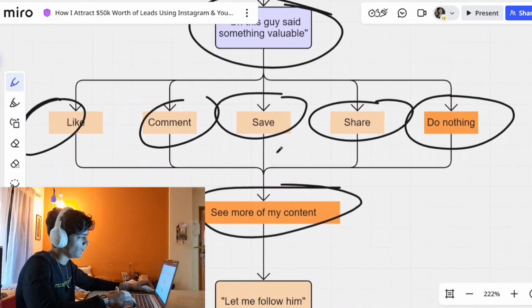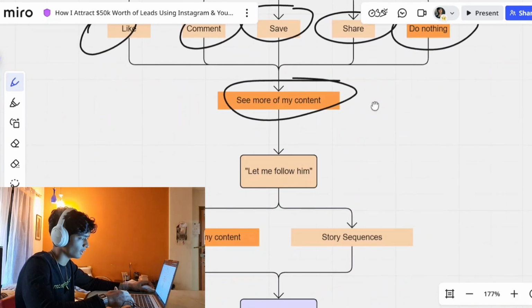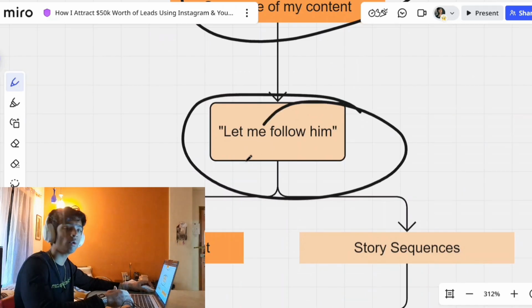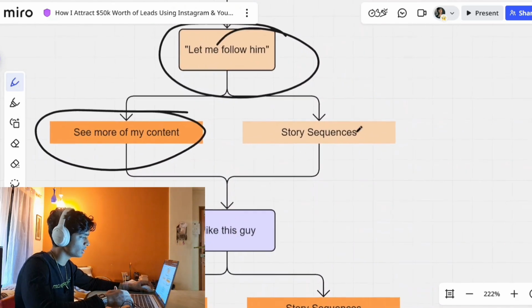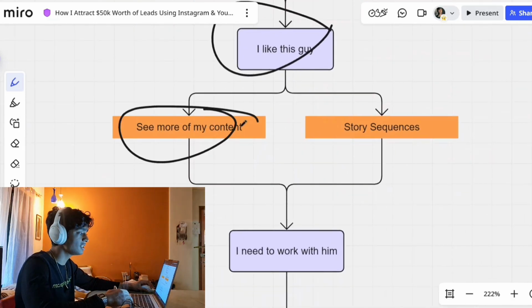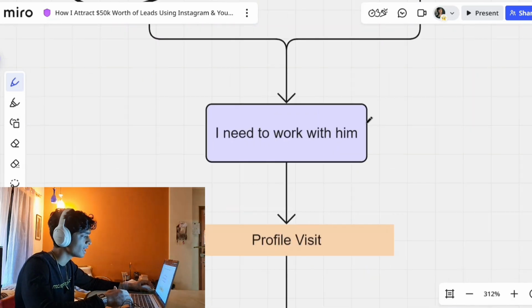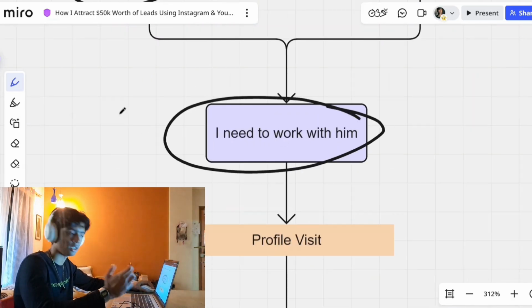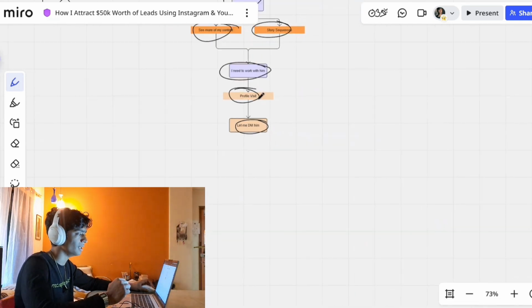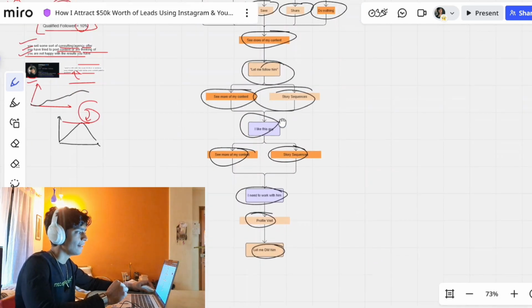Based on whatever action you do, even if you do nothing, you're going to see more of my content because algorithms work in that way. You're going to feel like, okay, let me follow him. You're going to go through my story sequences. You're going to be like, I like what this guy's talking about. You're going to see more of my content. Then you're going to have enough pain engineered in your mind that you're going to think, I need to work with him. You're going to visit my profile. You're going to DM me. That's when I'm going to book you on a call. This is the entire process.